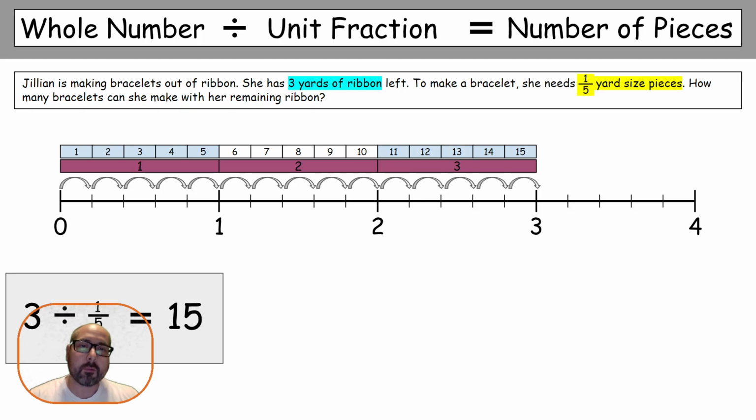And you can use anything you want. You can use kind of the bar model that we have up there. You can use little jumps. As long as it's the correct fractional size jumps, it really doesn't matter how you represent that on the number line. You'll still end up with the same number.